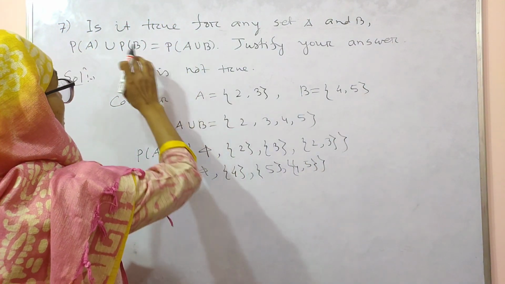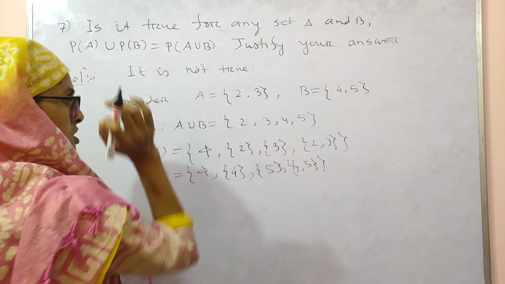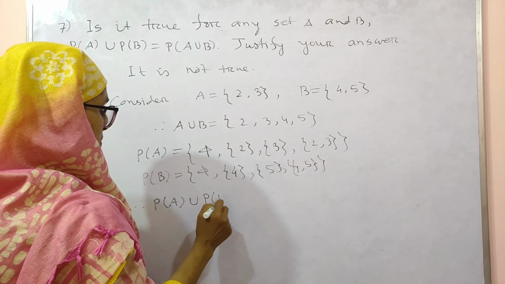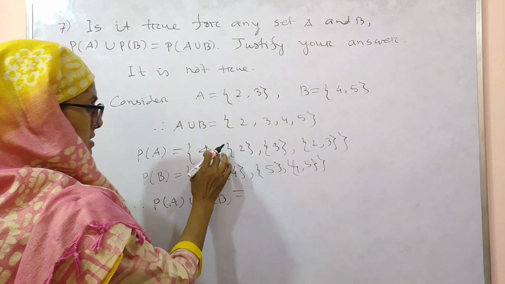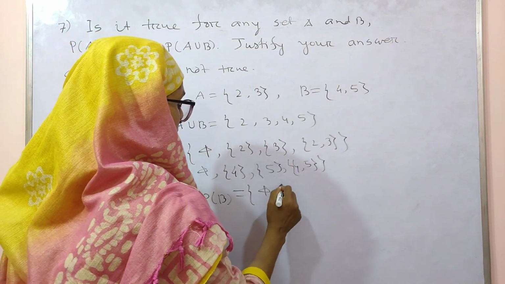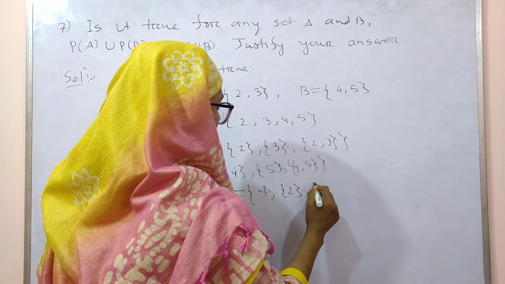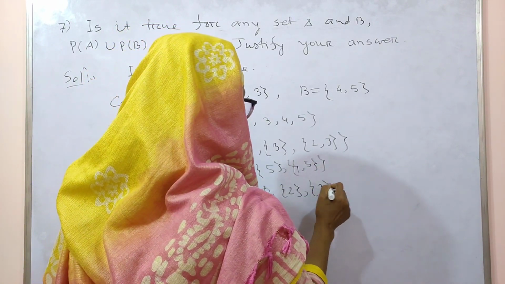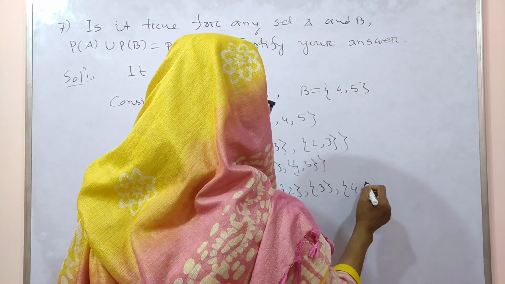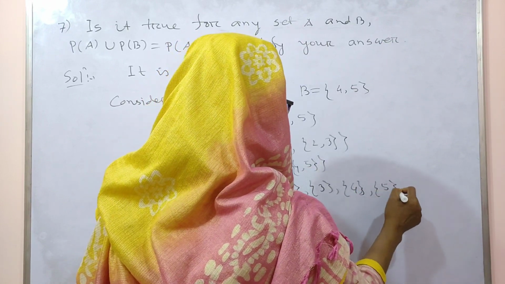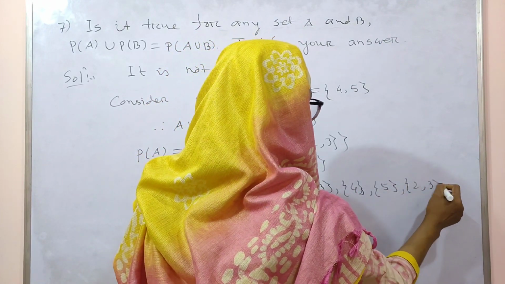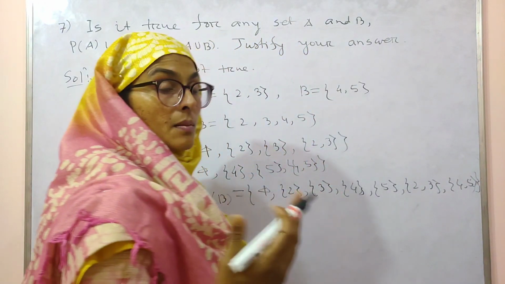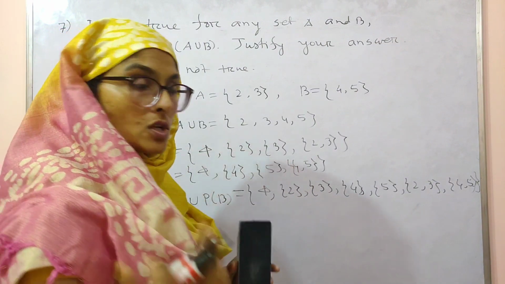Now here you have to find the power set of A union the power set of B. Therefore, the power set of A union the power set of B, you will get the empty set, next {2}, {3}, {2, 3}, {4}, {5}, {4, 5}. These are the union of the power set of A and the power set of B.